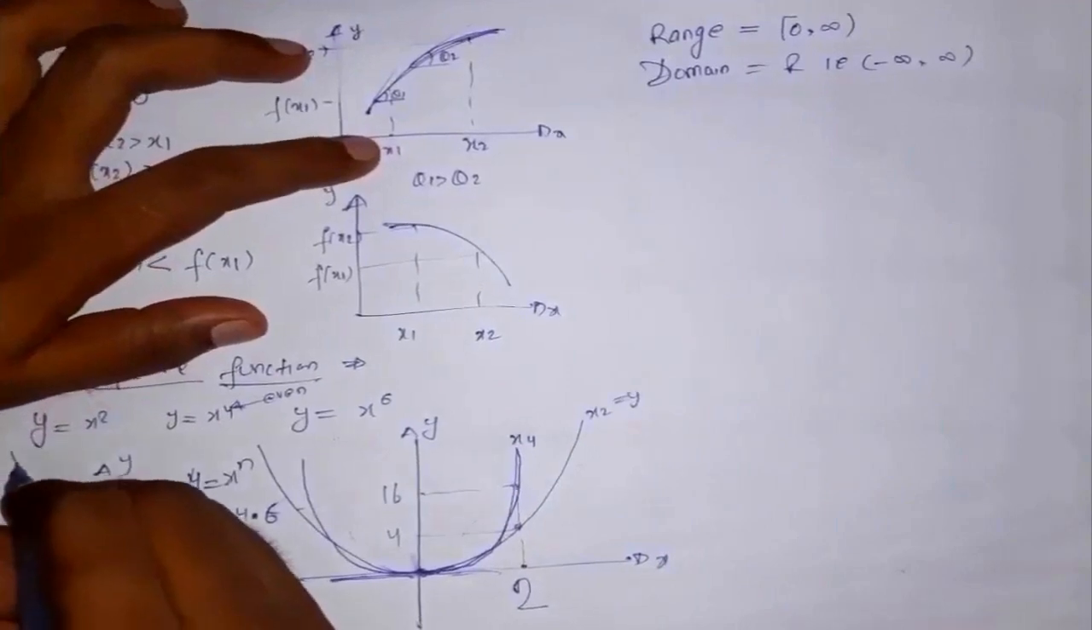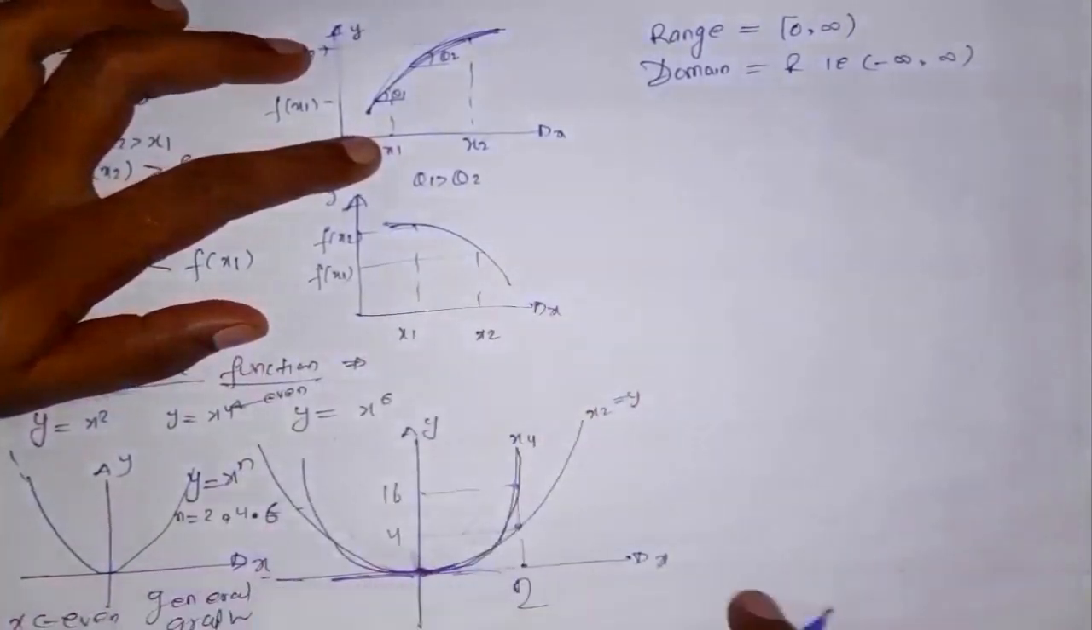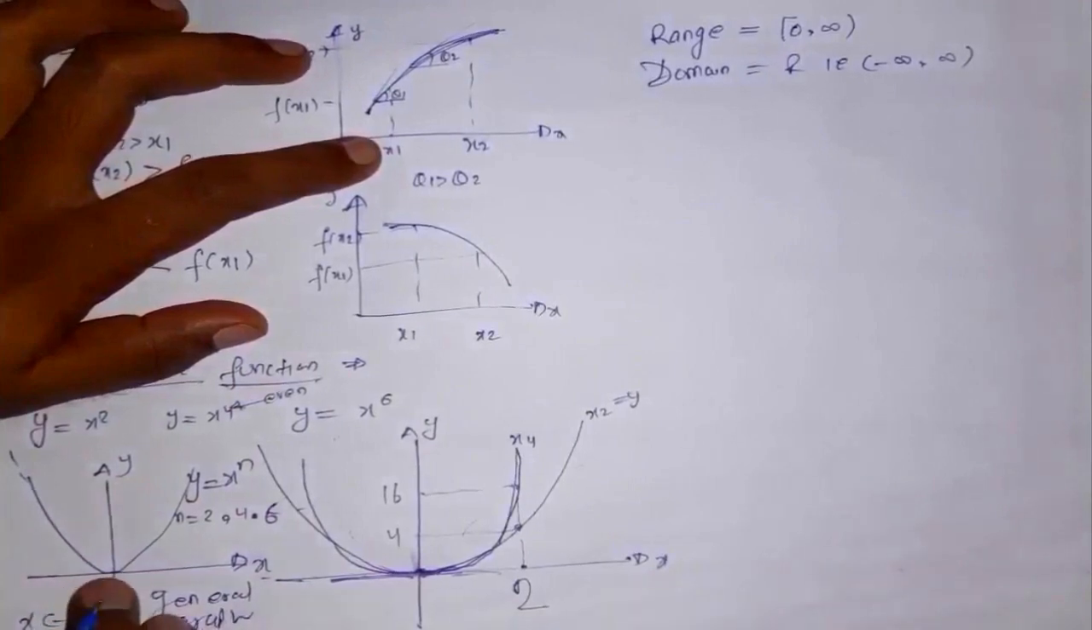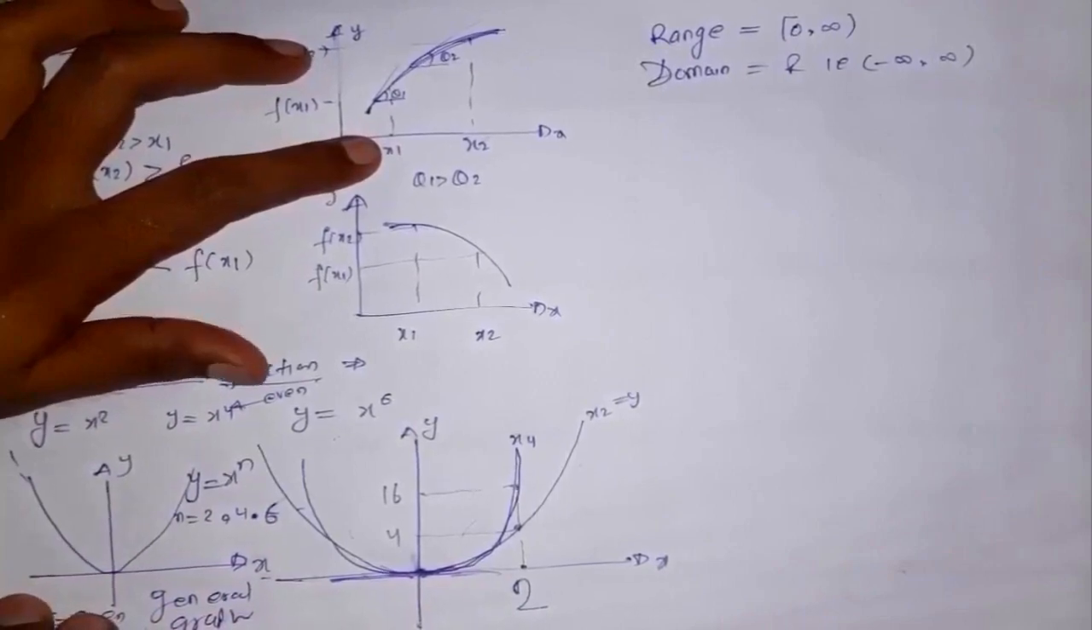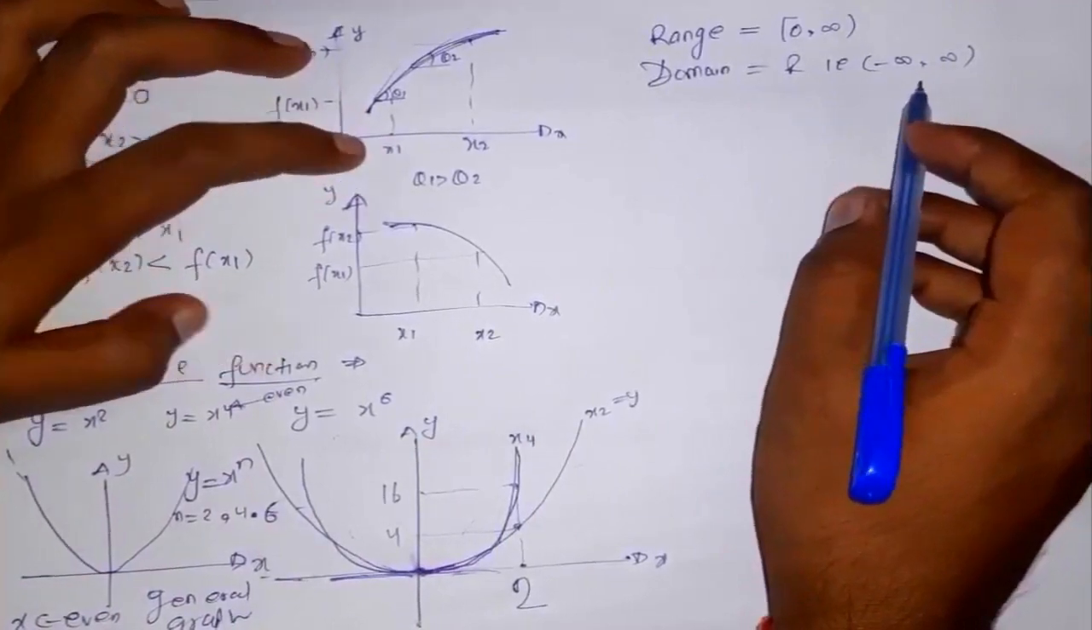Here it will go asymptotically to infinity. So the positive x value will also be infinite, and the negative x value will be minus infinite. So the domain of the function will be minus infinite to plus infinite.